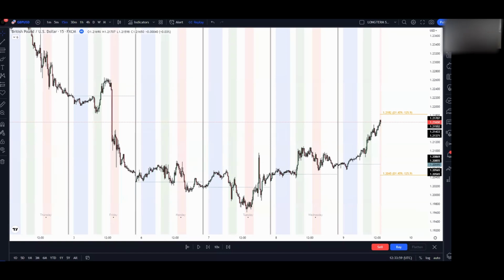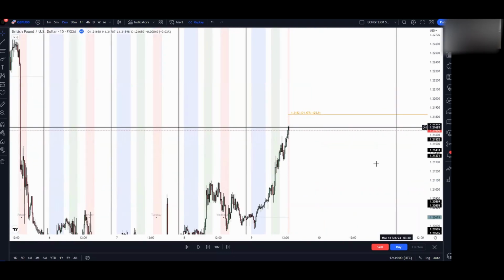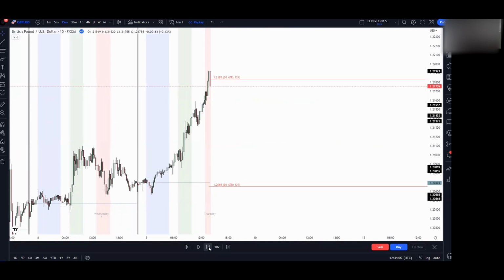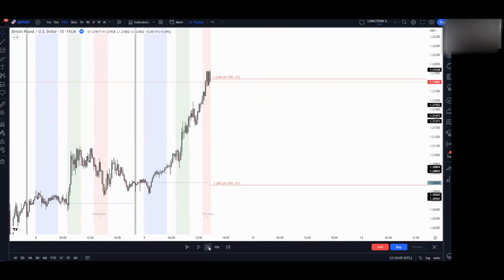But as we can see, when we come up here, let's zoom in. As we come up here, let's just play this out. Here we go. We hit ATR and we can see that immediately we get this kind of M pattern.